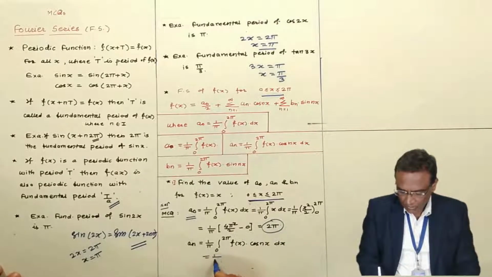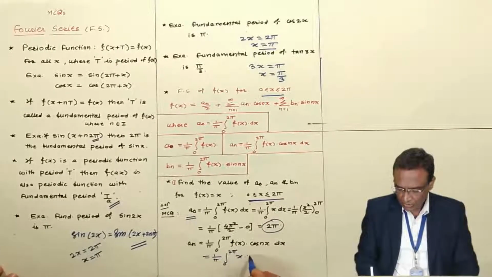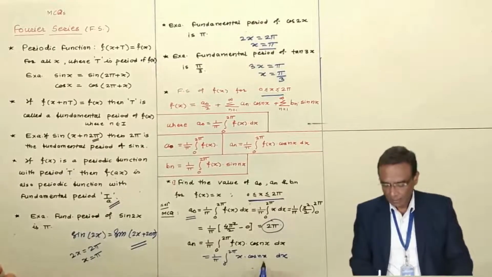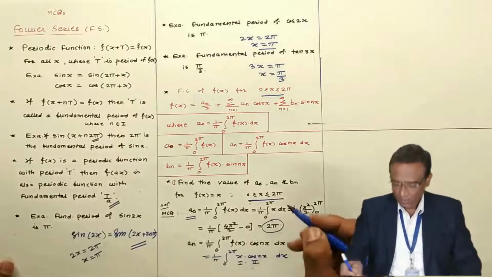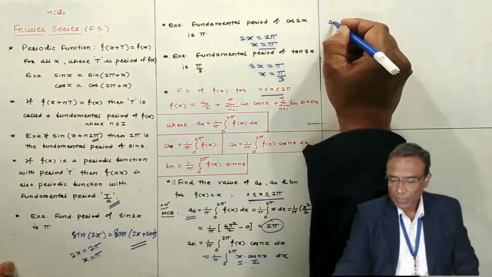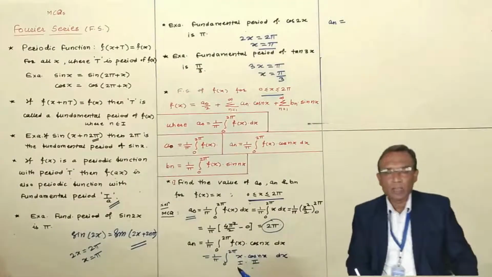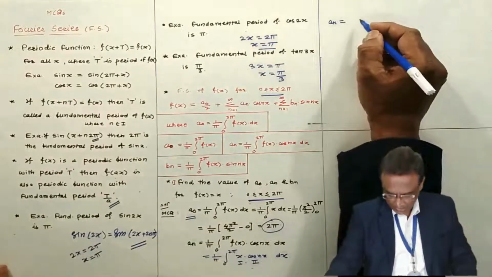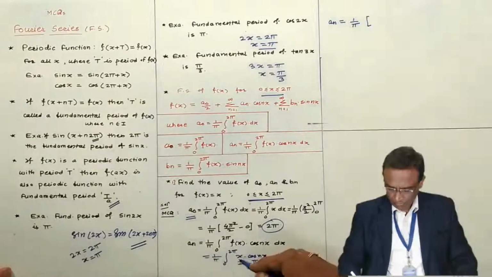The value of an is 1 by pi times the integral from 0 to 2 pi of f of x, which is x, times cos of nx dx. This is the formula. Here, we are going to evaluate this integral using integration by parts. This is the first function and this is the second function, and I am going to use generalized integration by parts. If one of the functions in the product is an algebraic function of the type x to the power n, where n is a positive integer, then generalized integration by parts is more convenient. Now, the first function.